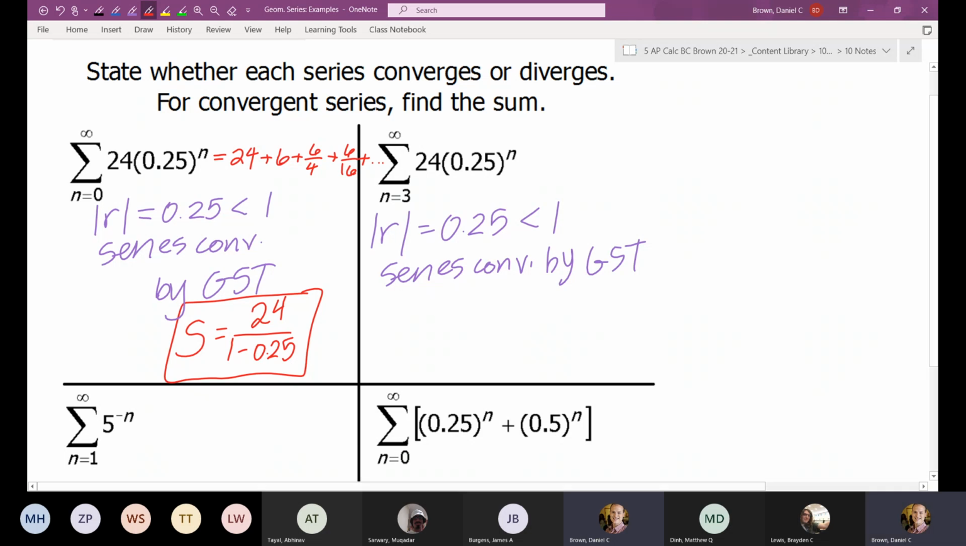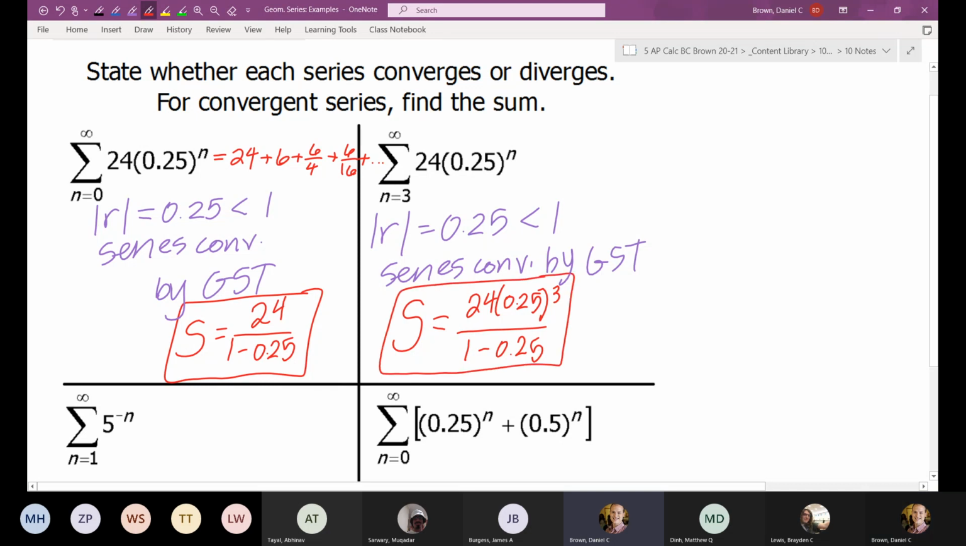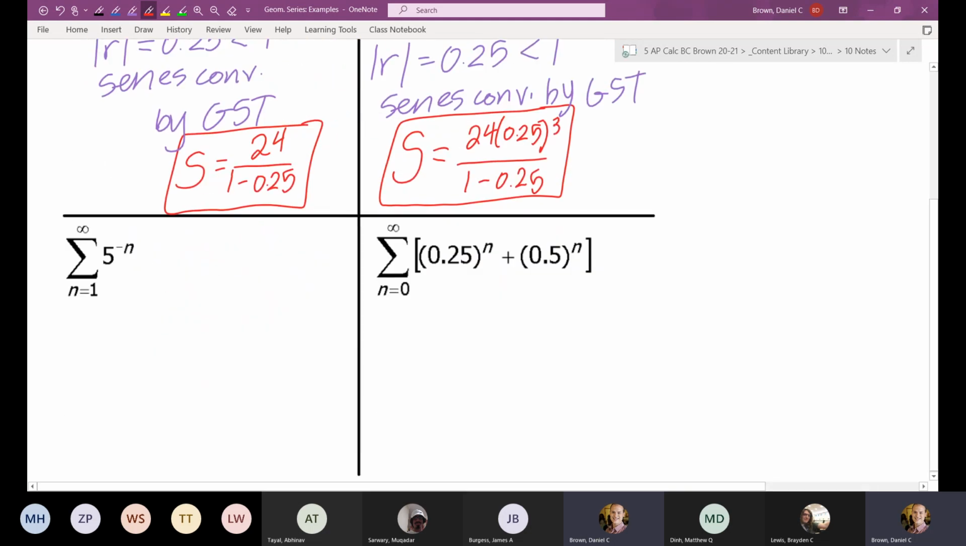Same thing with the second one. It converges, so it has a sum. What will be the sum of that series? You have your initial term. This one is starting when n is 3, divided by 1 minus the r value. Questions on those two problems? All right, let's go ahead and move down to the next row then.